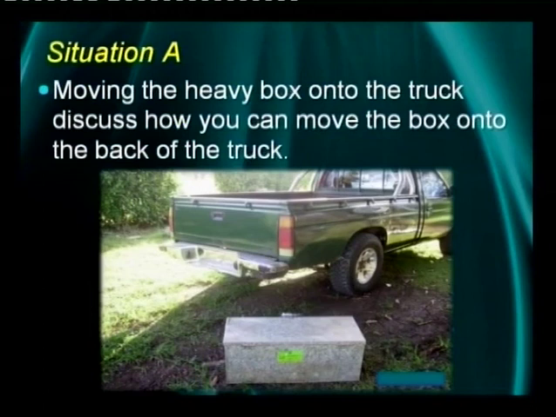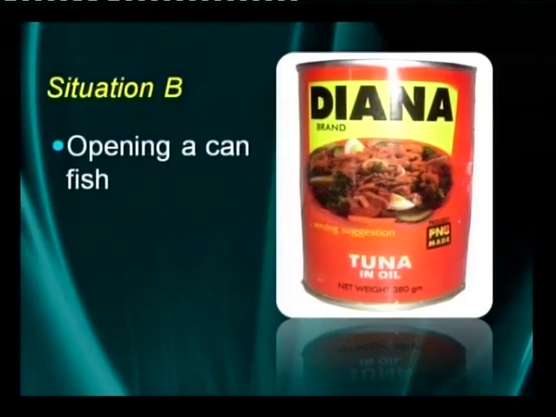Okay, for group 4, 5, and 6, you will look at situation B. Situation B, opening a can fish. So you will discuss among your group members on how you can open a can fish. Group 4, 5, and 6, that's your activity. You discuss among your group members and you look for ways on how you can open a can fish. So write it down on a piece of paper. Then you can write the instruction on the chart.